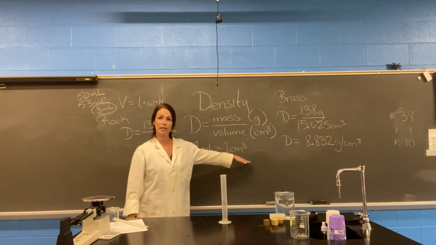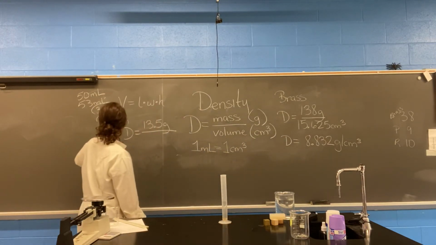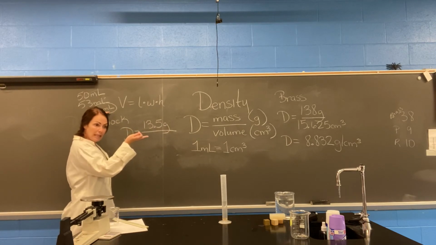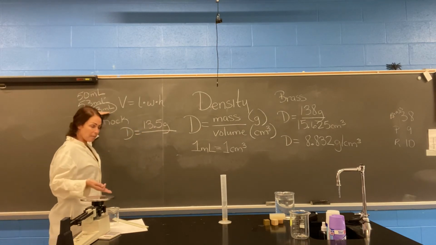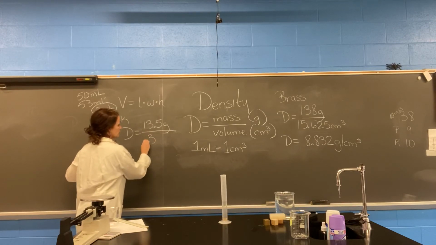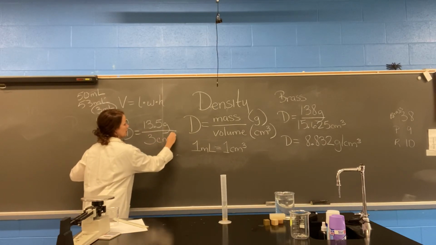So we can just change them. So here, this 3 milliliters of water that went up is how much space the rock took up. And that means that the volume of the rock is 3 cubic centimeters.